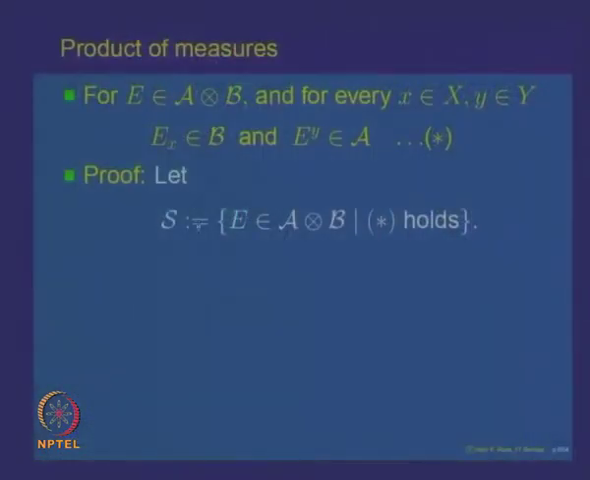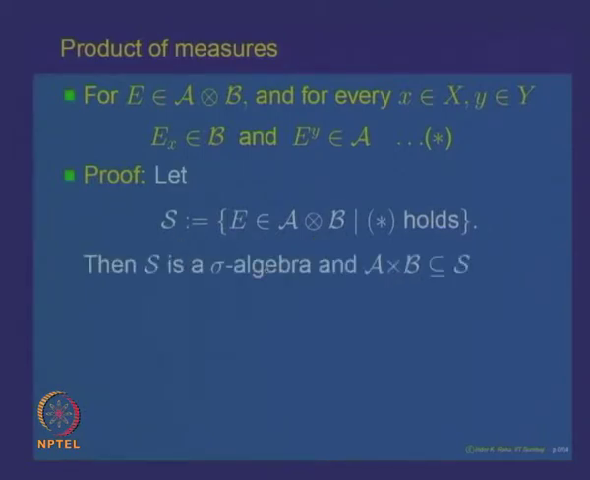So, let us define the collection S to be all subsets in A times B such that this property, which we are calling star, holds: the section E_x at x belongs to the sigma algebra B and the section E^y at y belongs to the sigma algebra A. So, what we want to prove is that S is equal to A times B. To prove that, we will prove two things, namely S is a sigma algebra and it includes rectangles, and that will prove that it actually is equal to A times B. So, let us prove these properties.